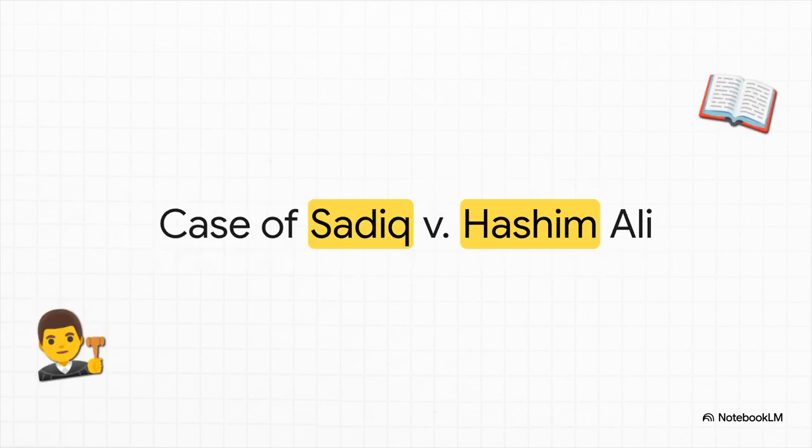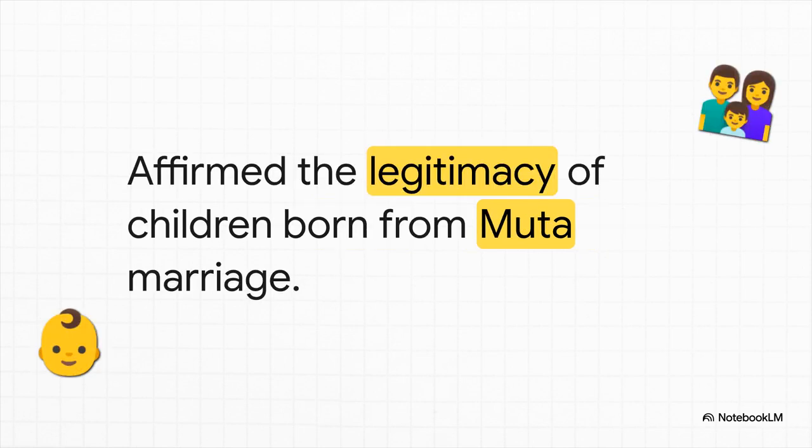The second landmark case is Sadiq Hussain v. Hashim Ali. Write it down, and just as before, underline the parties involved. Sadiq Hussain on one side, Hashim Ali on the other, to showcase your rigorous academic preparation to the examiner. Ratio decidendi. Clarified legal incidents of Muta marriage. Affirmed the legitimacy of children born from Muta marriage.